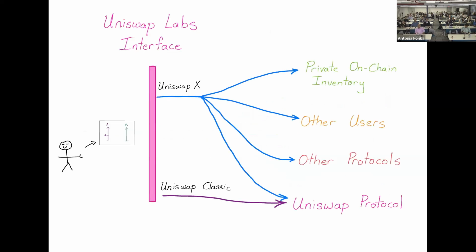Okay, just to remind you, there's a kind of dichotomy that occurs depending on which path you take. And all of this is to ensure that the user gets the best price. If you go to Uniswap X, you can get access to all these liquidity sources, right? As I said, private on-chain, other users, you can get batched with other users, you can get other protocols, you can get the Uniswap protocol. But if you get sent to Uniswap Classic, then you only have access to the Uniswap protocol.